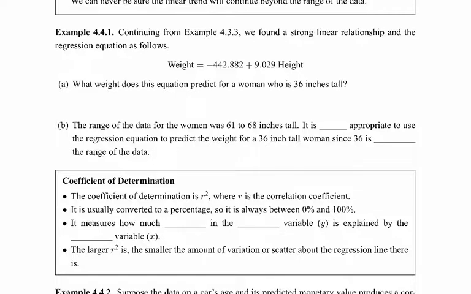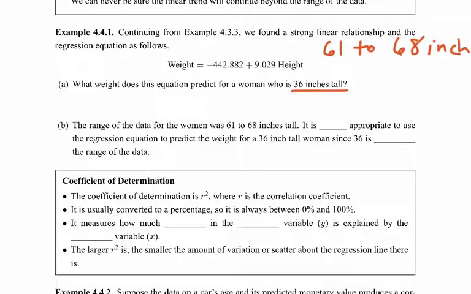Continuing with this example from a previous section, we found a strong linear relationship between the weight and height for a group of women. So our weight based on our height was given by this model. If you'll remember, going back a couple sections, I think it was 8 women, and their heights ranged from 61 to 68 inches in our data. So the question says, what does this equation predict for a woman who is 36 inches tall? Do you see a problem with that?